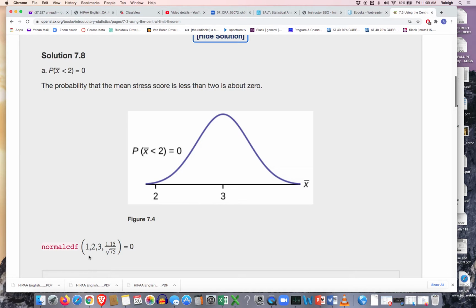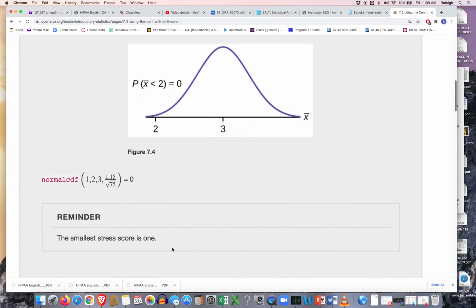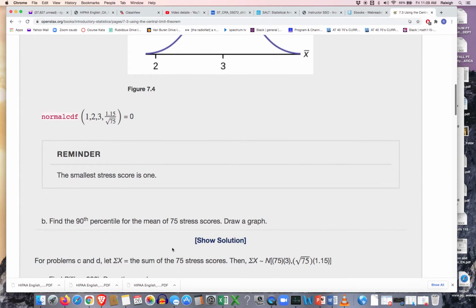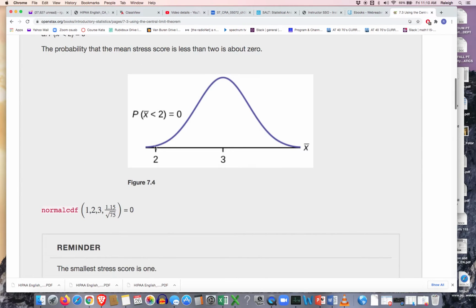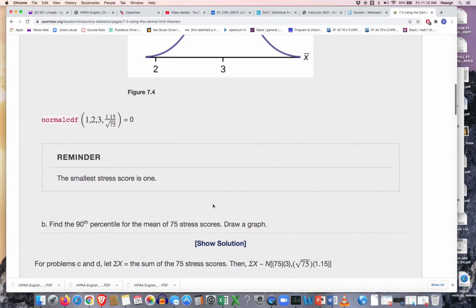But of course they put the minimum value, maximum value, mean value, and then standard error, sigma, the new sigma over square root of n. The smallest stress score is 1, the highest score is 5, so 3 being the average. To get less than 2 would be pretty hard out of 75 people. In fact, it's not going to happen.